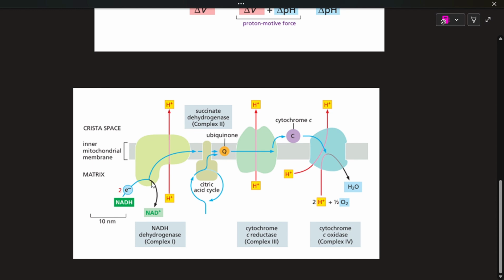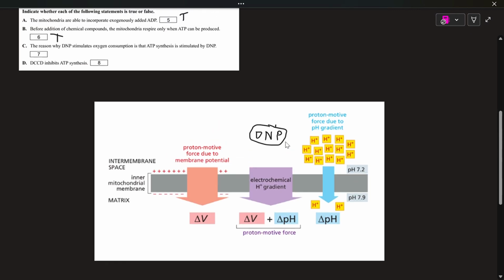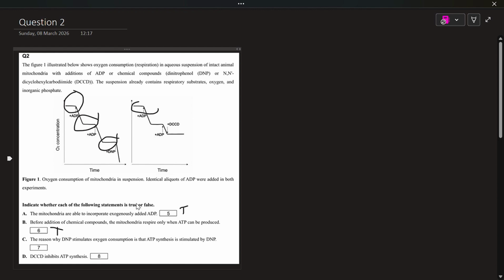So we can look here at the diagram. The electron transport chain has a final electron acceptor, which is oxygen. So this causes a significant increase in oxygen consumption. So we can indicate that statement C is false, because ATP synthesis is not stimulated by DNP.